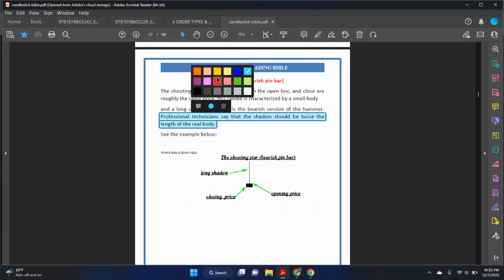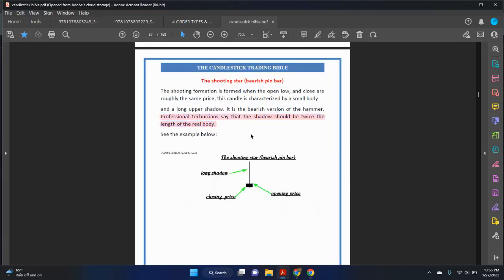Let's make this another color. We want to know how it's characterized. Let's just do this.